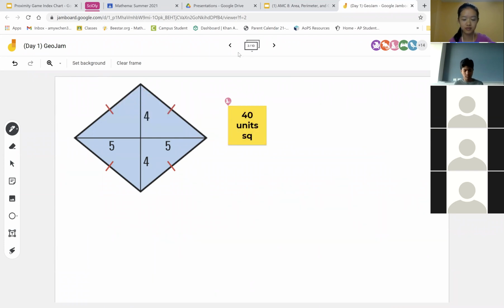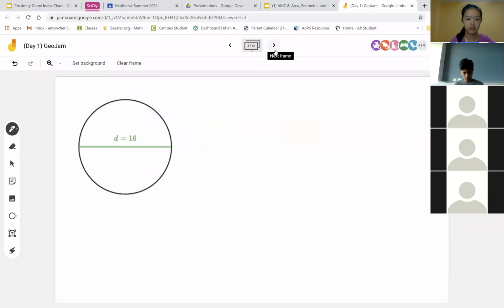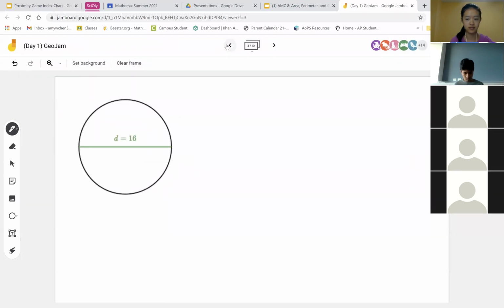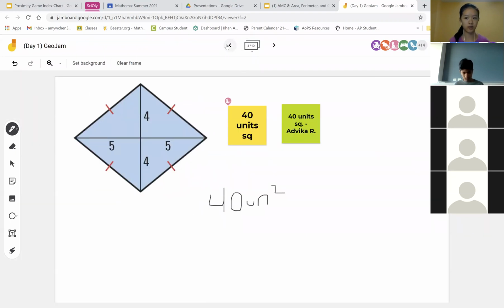For the kite or rhombus, isn't it diagonal times diagonal times 1/2? Yes. Okay. Is it diagonal plus diagonal or diagonal times diagonal? It would be times. Think about it like two triangles. Thank you.